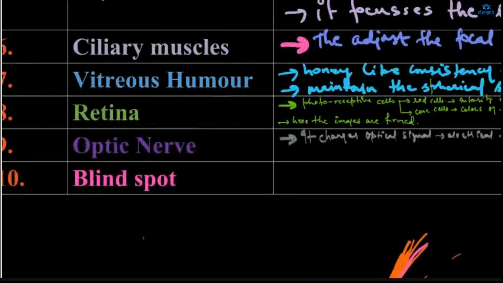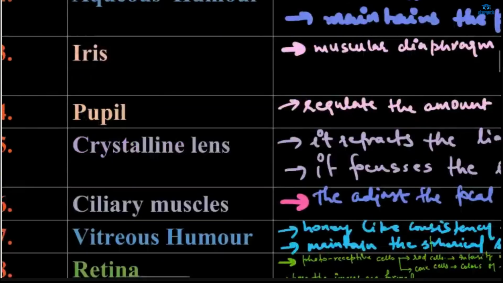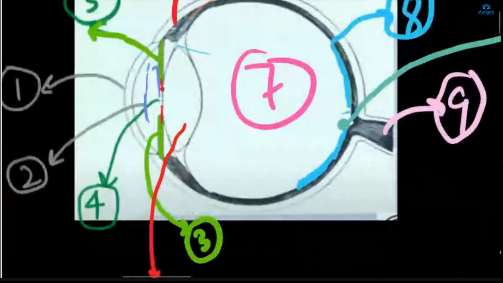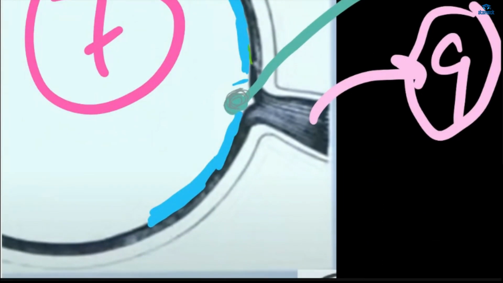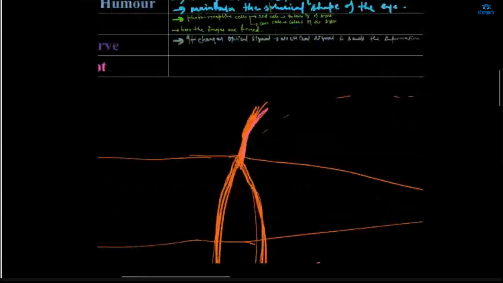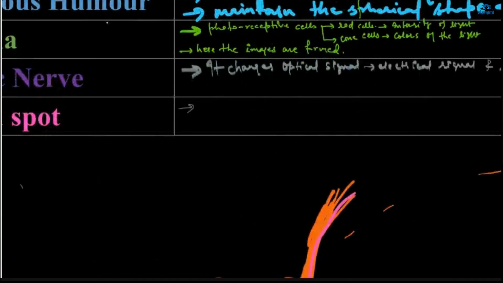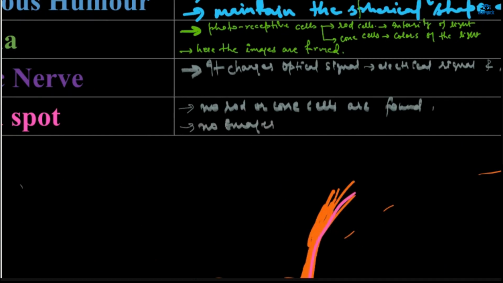Okay, the function of the optic nerve is done. Blind spot. The blind spot is in the retina itself, in the middle of the retina, where no cone cells and no rod cells are found. So we cannot see any objects there. No images are formed here, and no rod or cone cells are found.